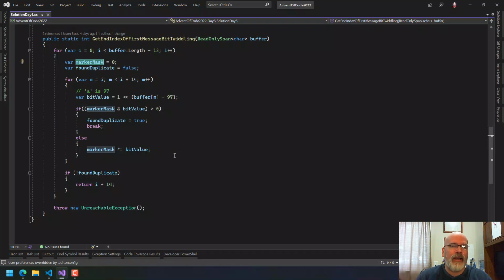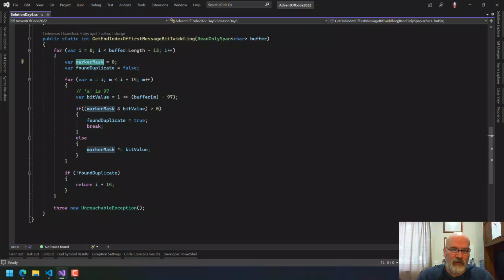Okay. And this was faster. If I look at my results here, doing it with an array compared to doing it with this bit twiddling thing, the array was 45 microseconds and the bit twiddling was 31 microseconds.